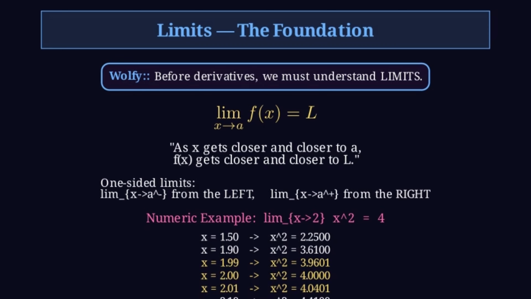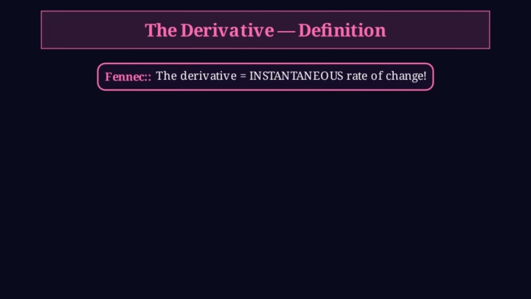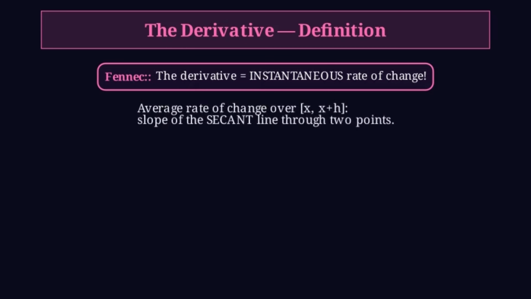Geometrically, that fraction is the slope of a secant line connecting 2 points on the curve. As h shrinks to 0, the second point slides toward the first, and the secant line rotates until it just touches the curve. That's the tangent line, and its slope is the derivative. You'll see it written three ways: f prime of x, dy over dx, or d of f. They all mean the same thing.